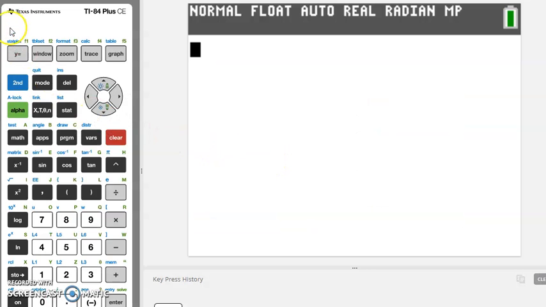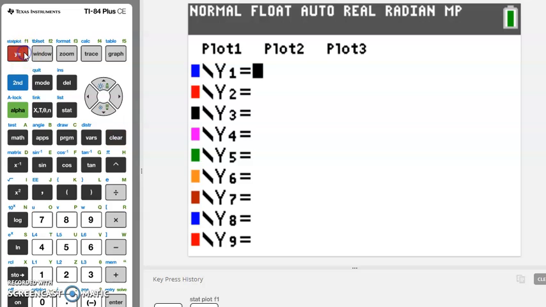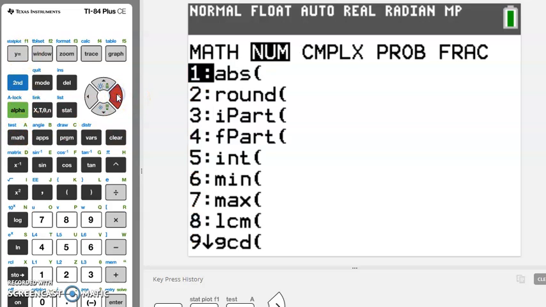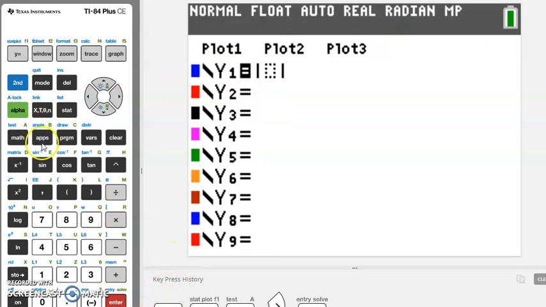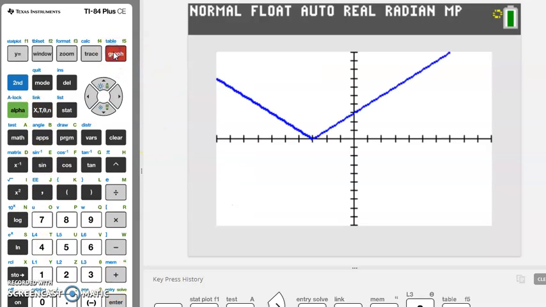So when you're doing the absolute value function, you'll just hit y equals, and then you can go math, num, abs, the absolute value, and you get your symbol there. And then you can put in x plus 3, and we can graph that. Okay? So that's what the graph looks like there.